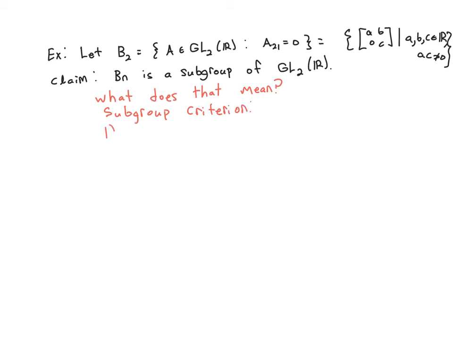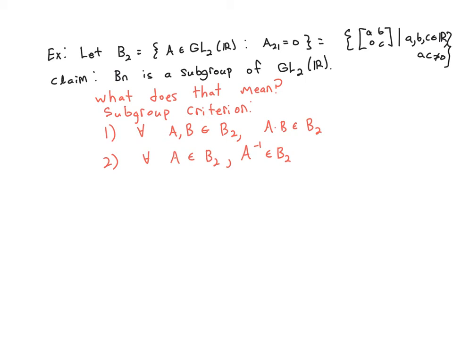And so that means we need to check 2 conditions for all pairs of matrices A and B in B2. We need A times B to be in B2, closure under multiplication. And then the other condition is that for every matrix in B2, the inverse is also in B2, because that's what it means to be closed under inverses. And if these 2 facts are true, then by the subgroup criterion, B2 is a subgroup of GL2R. So that's what we're going to do with our proof.